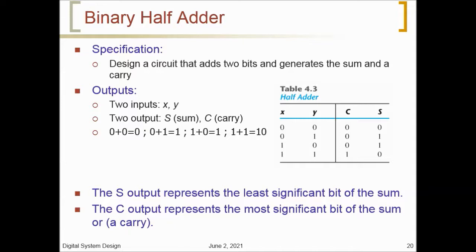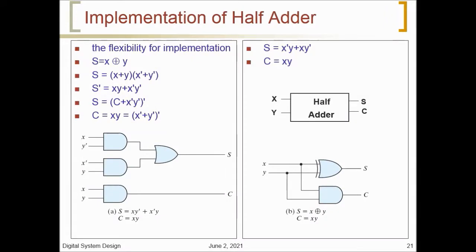This simple addition consists of four possible elementary operations: 0 plus 0 is equal to 0, 0 plus 1 is equal to 1, 1 plus 0 is equal to 1, and 1 plus 1 is equal to 10. The block diagram of a half adder is shown on the right side of the slide.